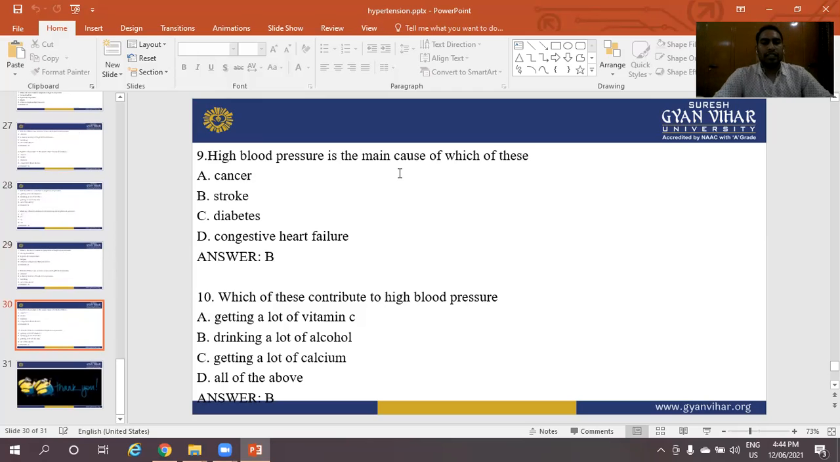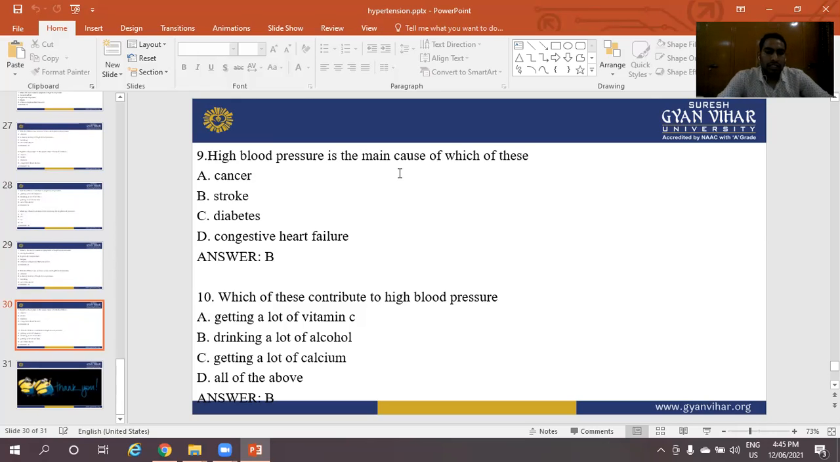The next question is, high blood pressure is the main cause of which of these? Option A is cancer. Option B is stroke. Option C is diabetes. Option D is congestive heart failure. CHF means congestive heart failure. The right answer is that the main cause of this is stroke.